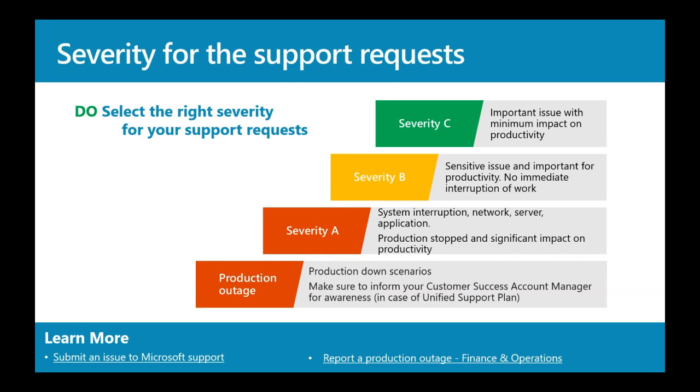For a production outage, we always ask that if you have a Unified support contract, you inform your customer success account manager. For severity A and production outages, it is also expected that not only Microsoft, but also the customer or the supporting party is working constantly, together 24/7 around the sun. So when you have a severity A or production outage, you should be willing to work 24/7. For how to submit an issue to Microsoft Support, specifically to report a production outage, you can find more details in the docs articles below.